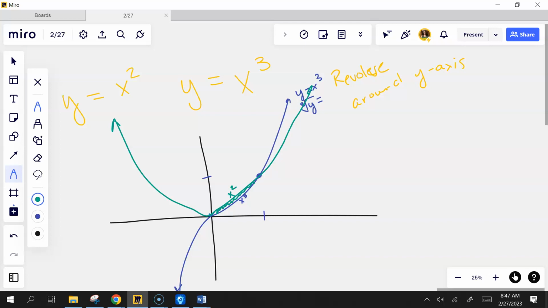So really my shape is this funny little shape like that. And I know that this point is 1, 1. This is y equals x squared, which means that the square root of y is x.